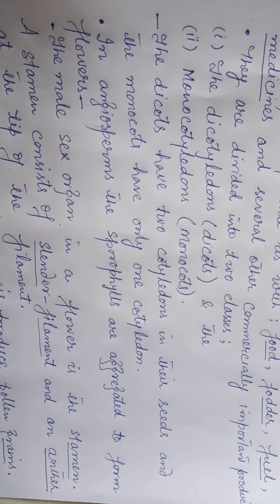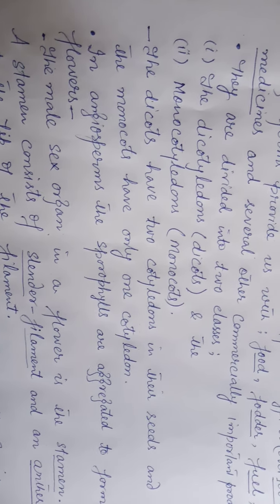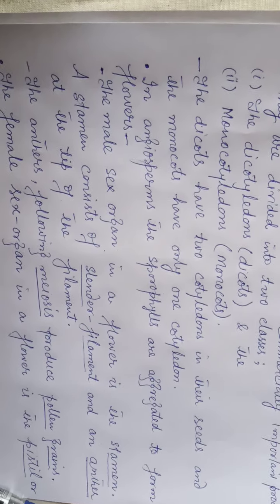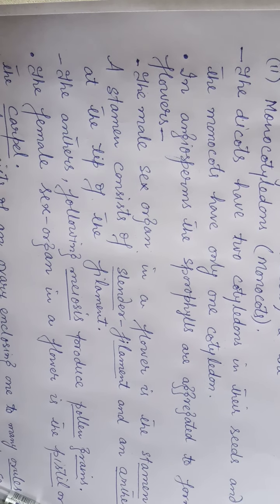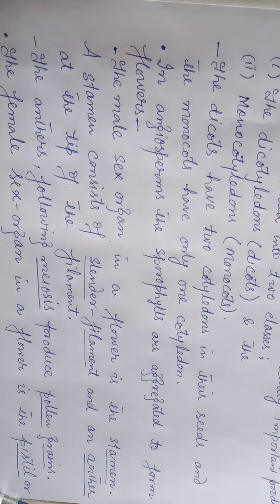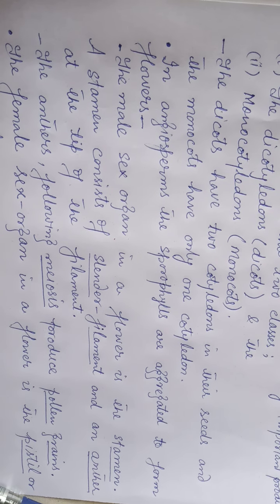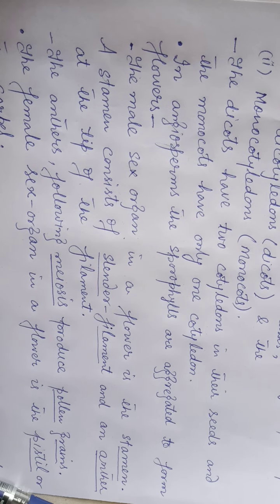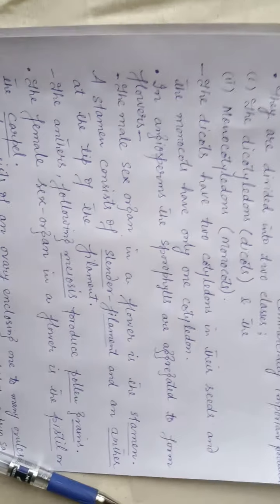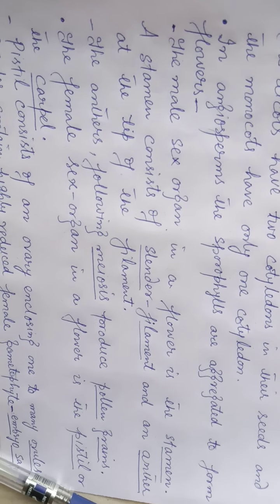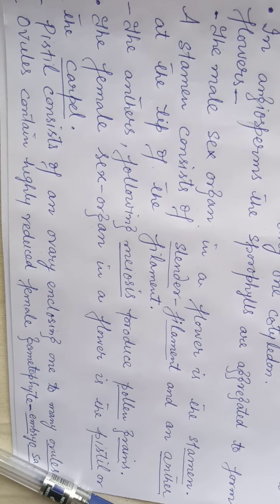In angiosperms, the sporophylls are aggregated to form flowers. Sporophylls we have already discussed in the lower groups of plants like algae, bryophytes, pteridophytes, etc. The male sex organ in a flower is the stamen. A stamen consists of a filament and an anther at the tip of the filament, and this comprises the male component of this reproductive unit, the flower. The anthers, following meiosis, produce pollen grains, which are highly reduced.